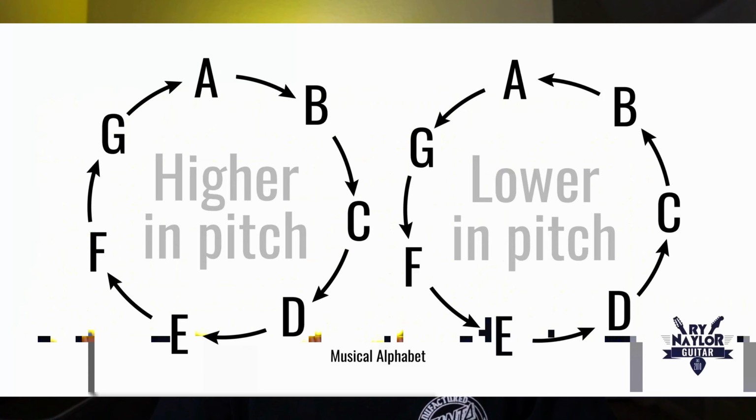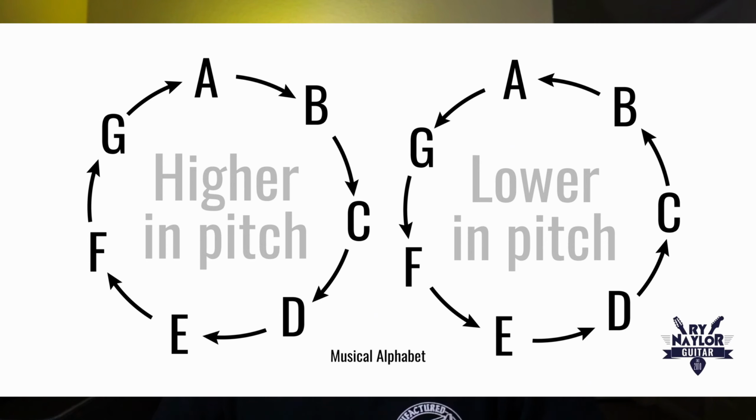As you go towards the right from A to B and B to C, it goes higher in pitch, and as you go in reverse of your ABCs, it goes lower in pitch. Okay, once you get to G, it restarts and goes back to A. So there's no key of H or anything higher than that. It goes right back to A.